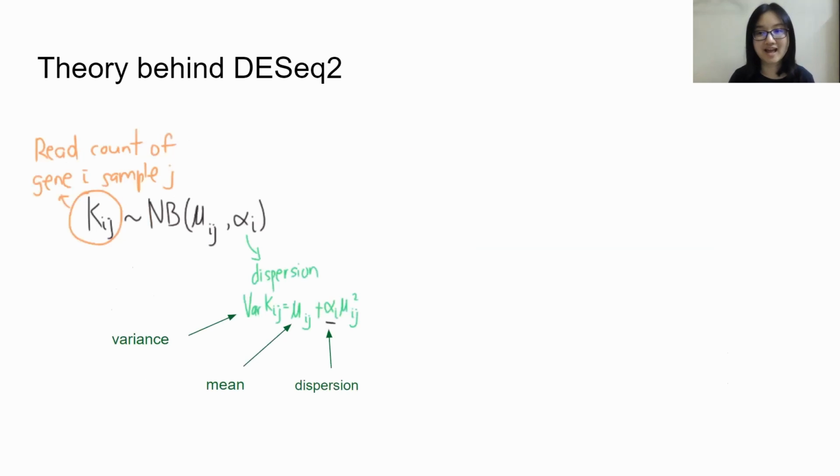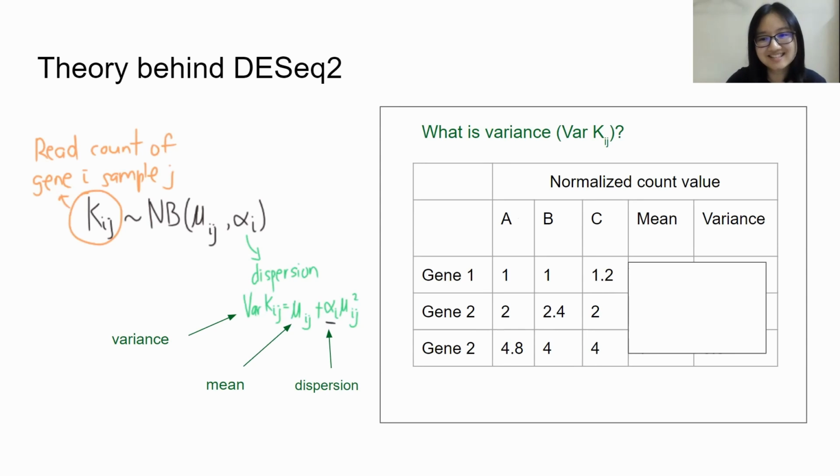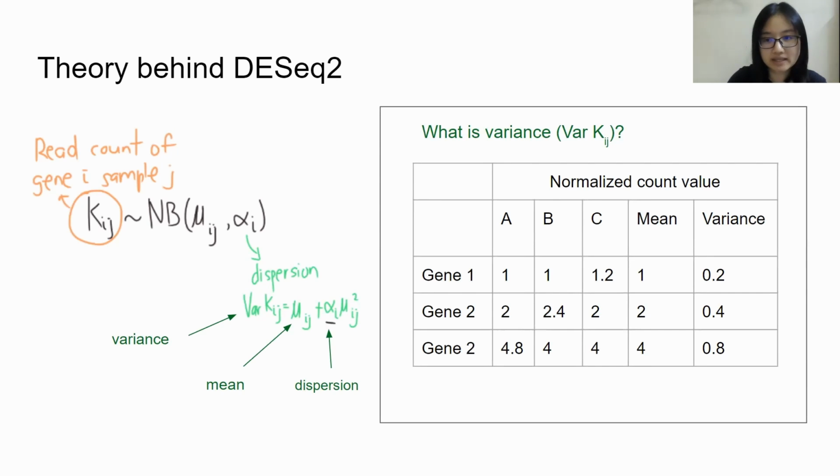So let's move to the next element that the model needs, which is the dispersion. Normally in negative binomial, we need two things, which are the mean and also the variance. But for DESeq2, they don't use the variance directly, for a reason. So what is variance? This is something that differs among the samples. Let's say for gene 1, the variance is, let's say, 0.2. The variance is the difference of the value from the mean.